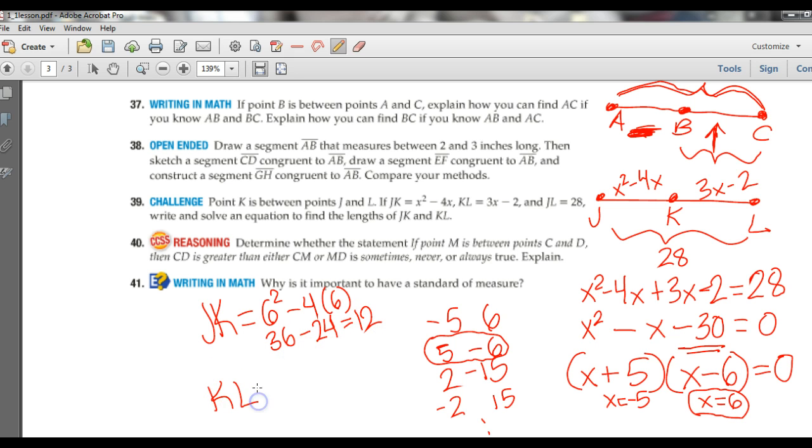KL, on the other hand, is equal to 3x, or 3 times 6, which is 18 minus 2. So 18 minus 2 gives us 16.